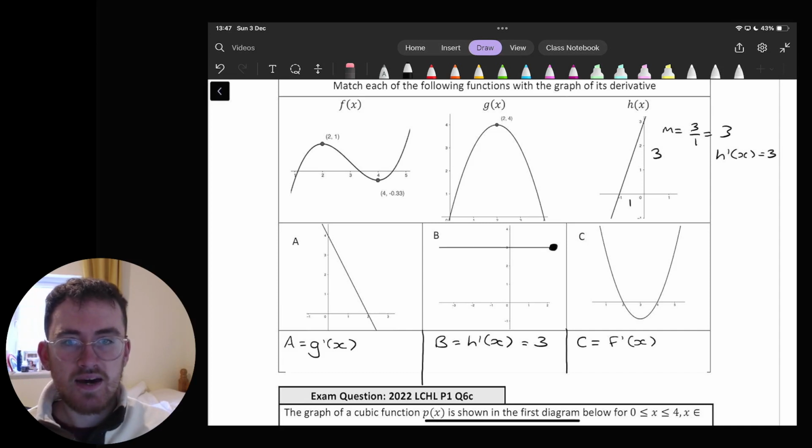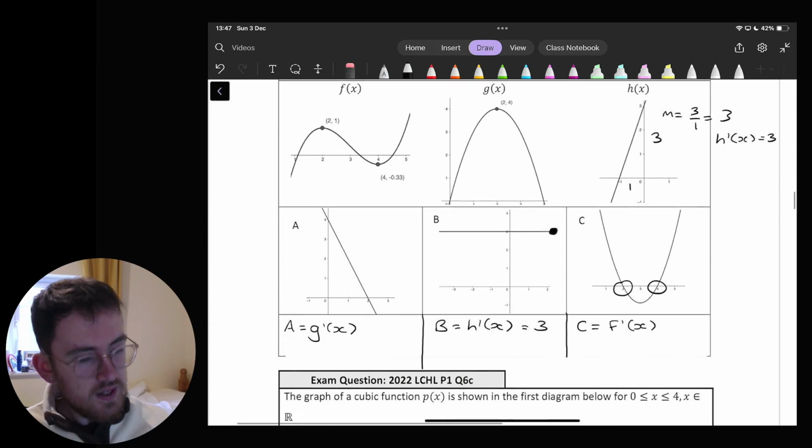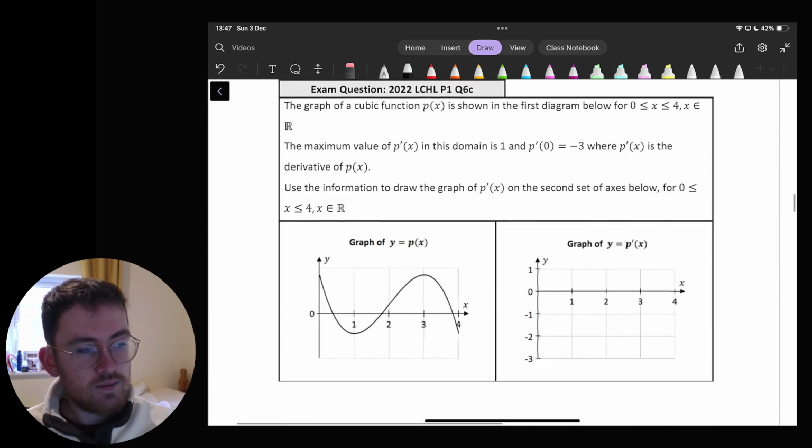And again, as we expect, we go from a cubic. If we differentiate, we get a quadratic, and we look at the roots and where it crosses and all of those relevant pieces of information. So let's jump into an exam question or two on that.